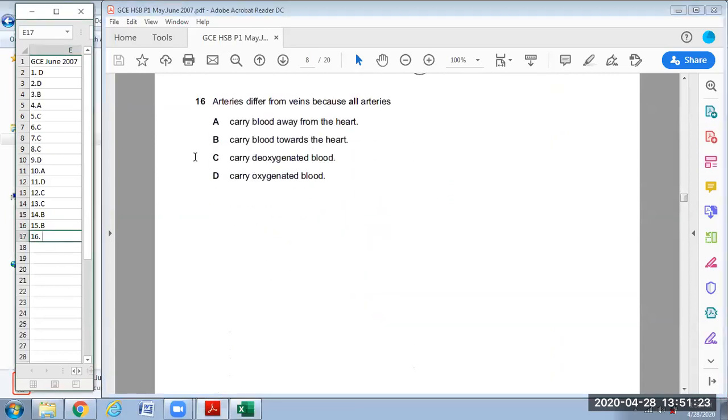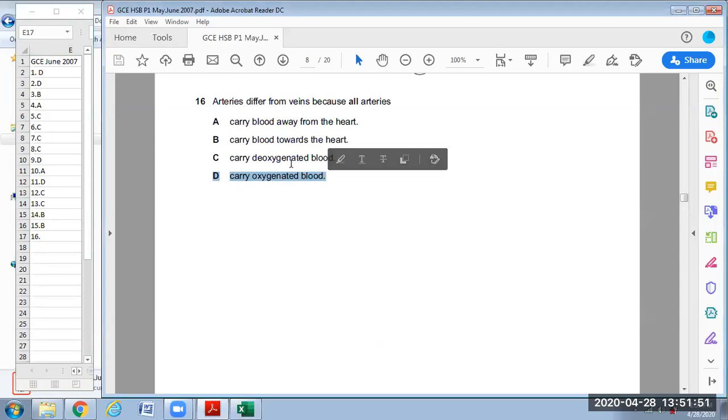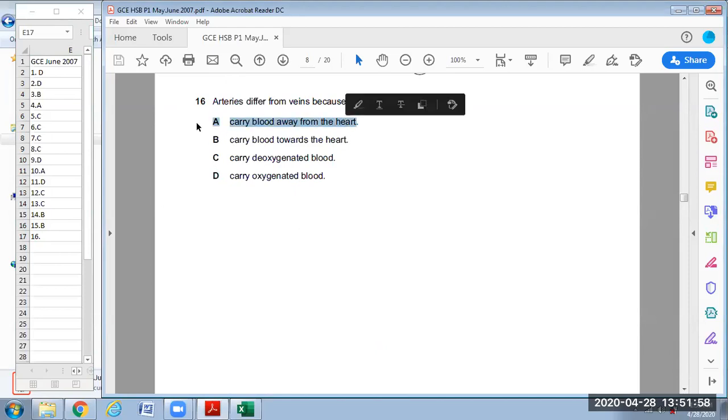Number 16. The arteries differ from veins because all arteries carry blood. D. Not all arteries carry oxygenated blood. There's an exception. Remember, the pulmonary artery carries deoxygenated blood, so we can't say this. We can never say this as a strong statement. So we have to say all arteries carry blood away from the heart. That's true.